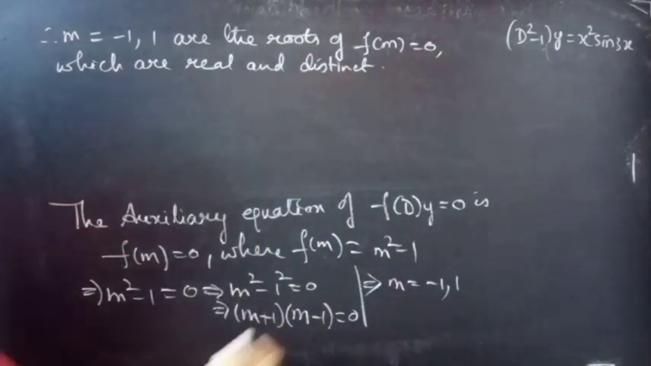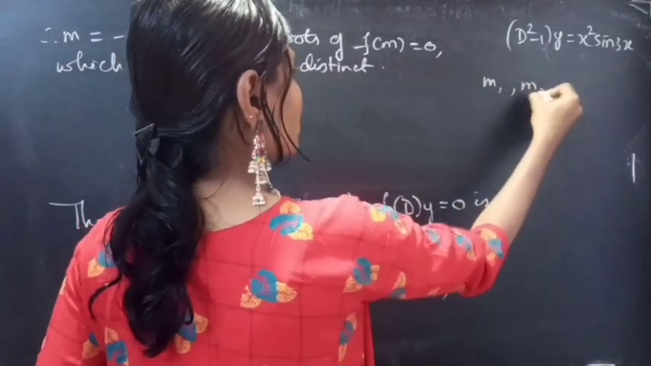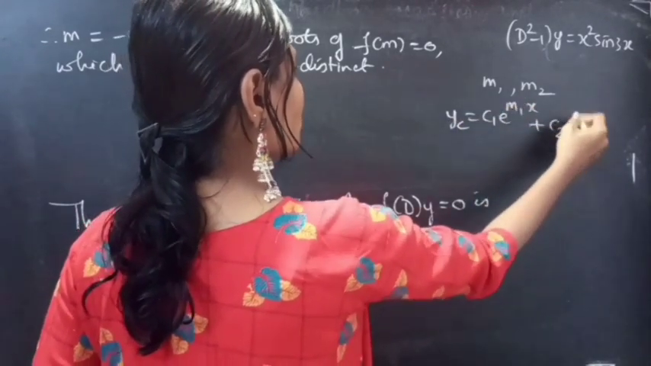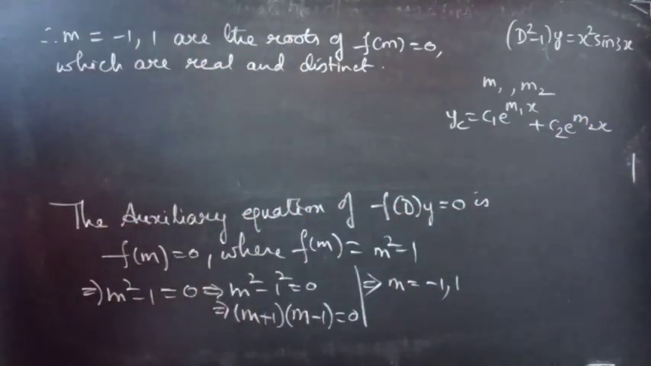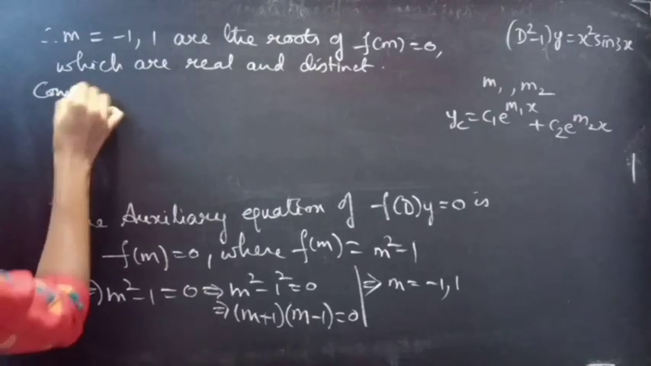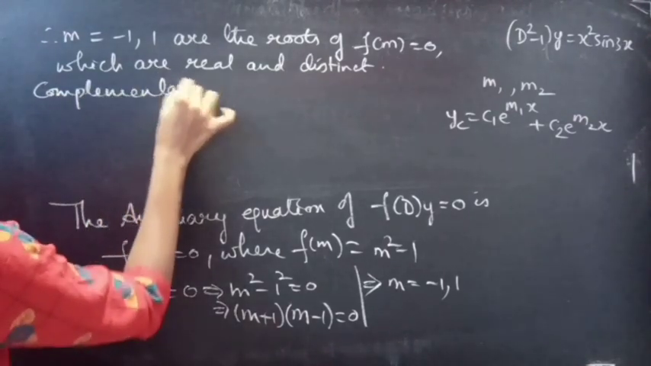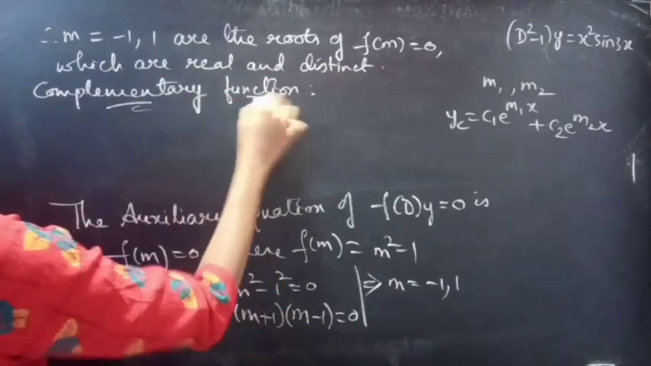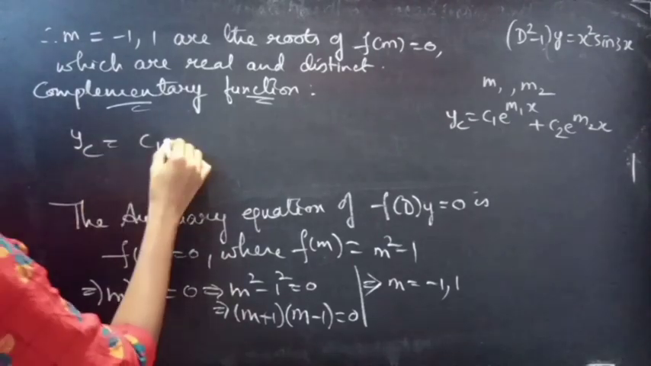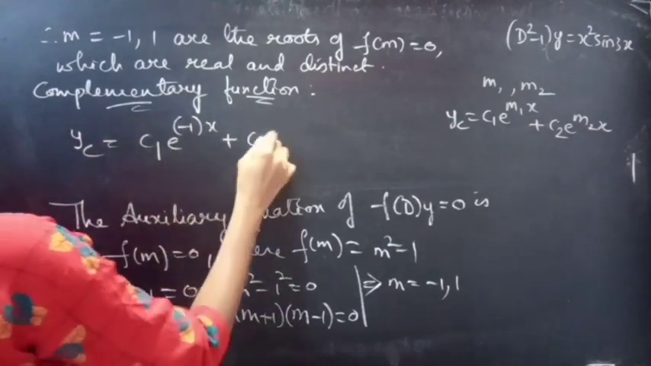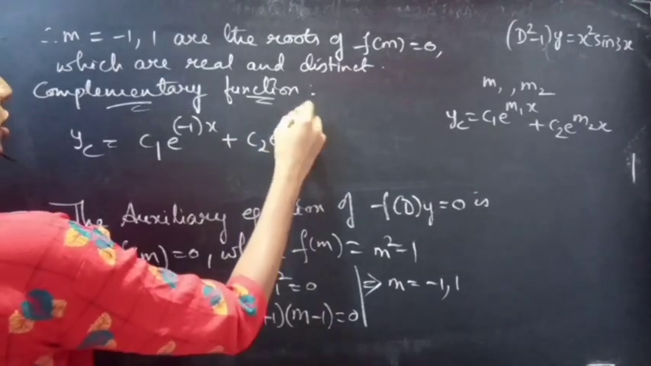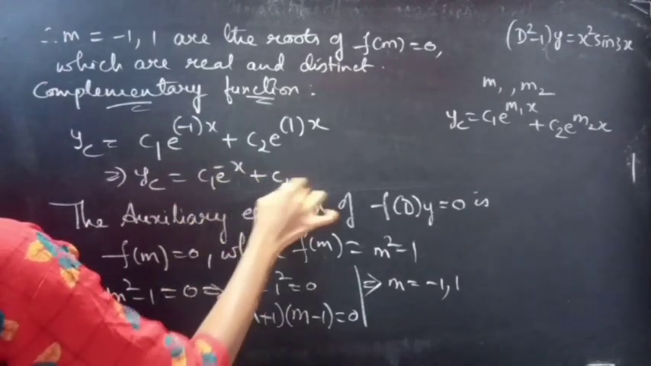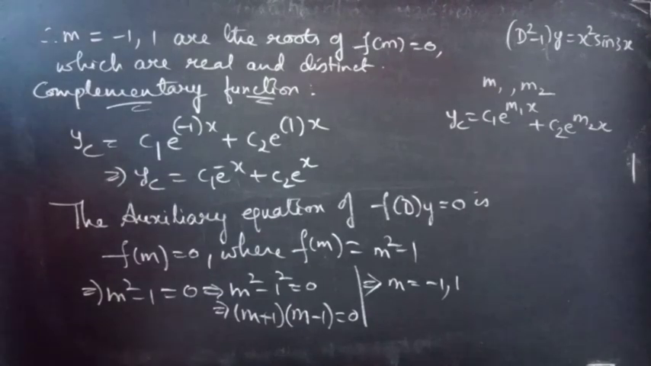We know that when two roots are real and distinct, say m1 and m2 are real and distinct, then yc will be one constant into e power one root into x plus another constant into e power another root into x. Now let's write our complementary function. yc equals c1 e power m1 x plus c2 e power m2 x. Then yc equals c1 e power minus x plus c2 e power x. So we got yc now. Let's find yp.